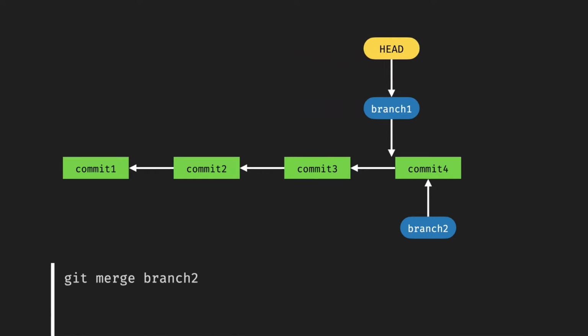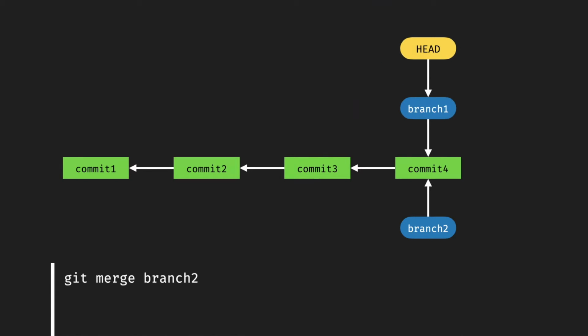So when we type branch 2, that will apply the changes. We're actually just moving the branch pointer forward because now we have this concept of a branch pointer, which is just a branch. Any questions so far?